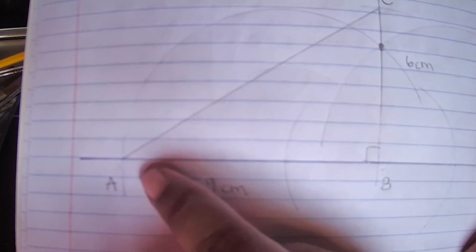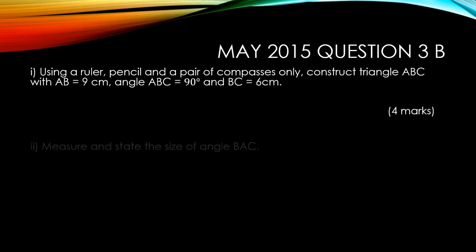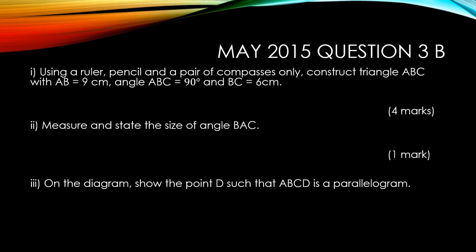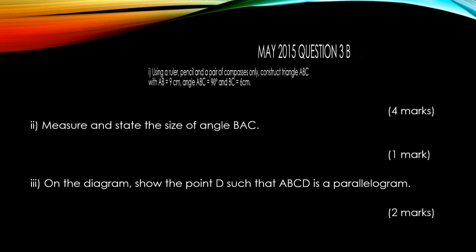Once you have constructed your triangle, the following questions are going to be involved with this particular diagram, and the second part being measure and state the size of angle BAC, which will in fact be testing your accuracy with drawing your triangle. And the third part on the diagram shows that the point D such that ABCD is a parallelogram. We're going to take a look at how we perform these tasks so that we are going to get all our marks on this question.